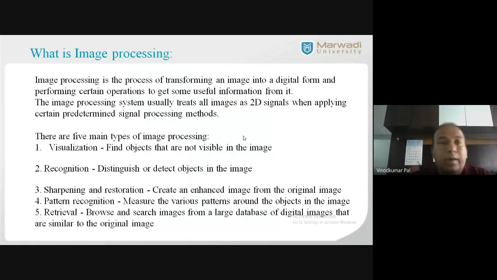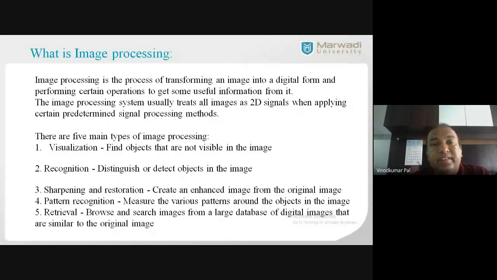Okay. Now we come to the part of what is image processing. Already you must be aware of this: we can take one image as an input, do some pre-processing, and from there take an enhanced image as the output. So image processing is the process of transforming an image into a digital form, meaning the computer can understand it, and performing certain operations to get some useful information from it.